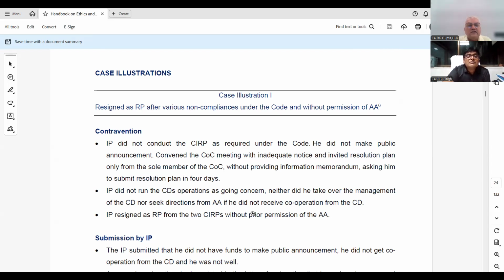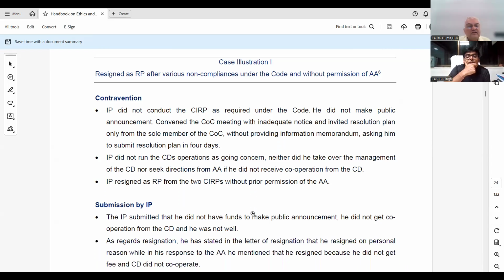IP did not run the CD operations as a going concern, neither did he take over the management of the CD, nor seek directions from AA if he did not receive cooperation from the CD. IP resigned as RP from the 2 CIRPs without prior permission of the adjudicating authority. So all these were deemed as contraventions. Now what was the submission by the IP?